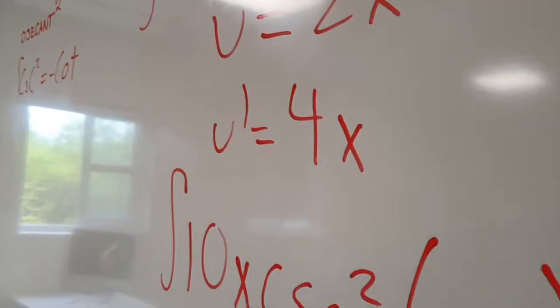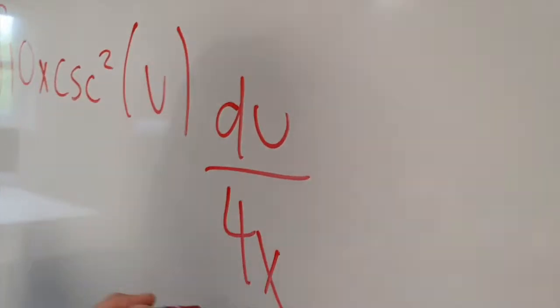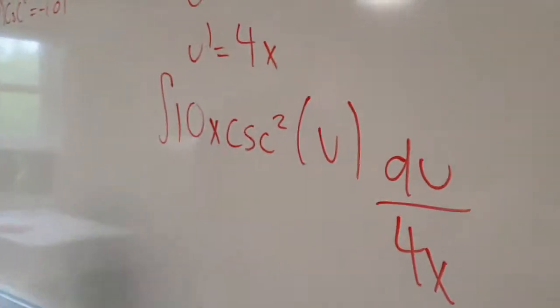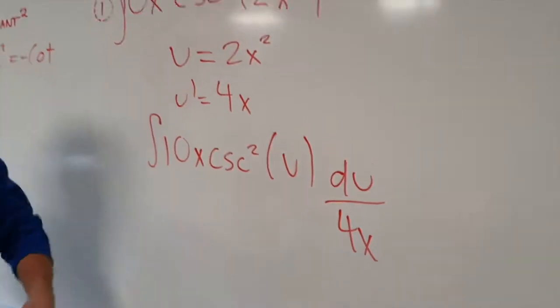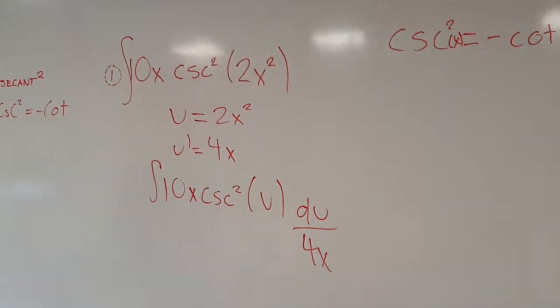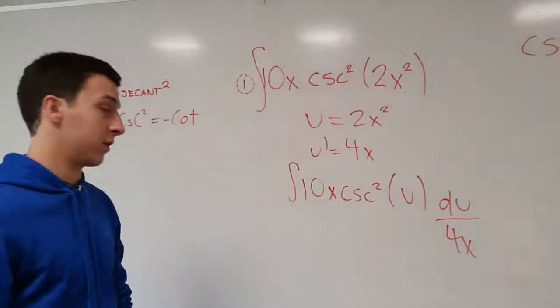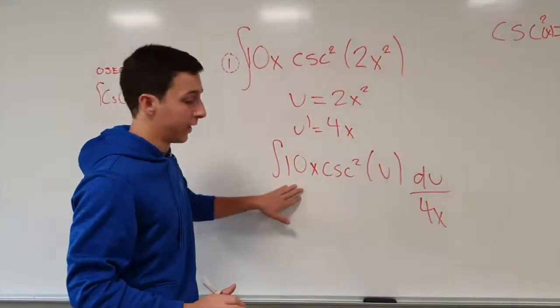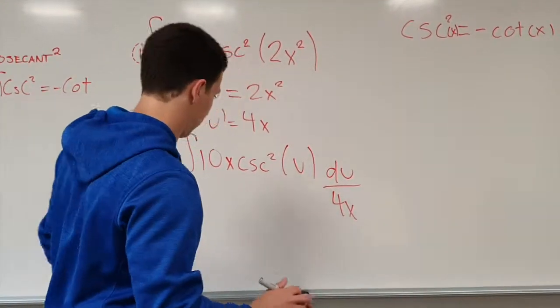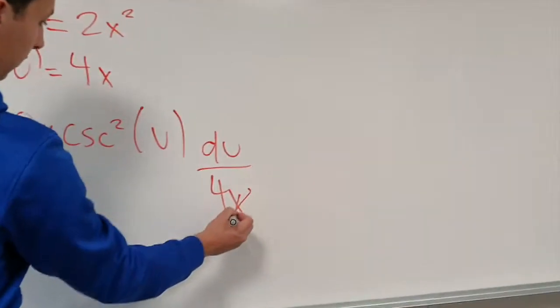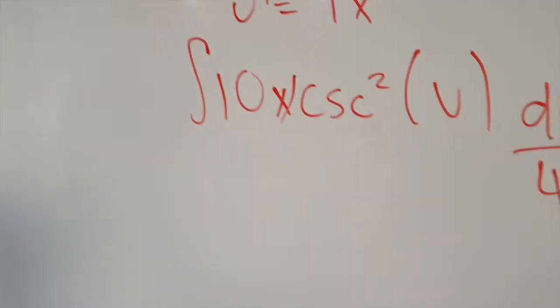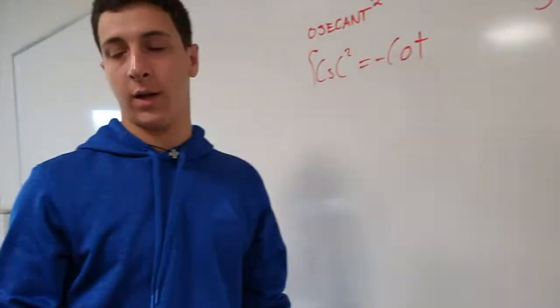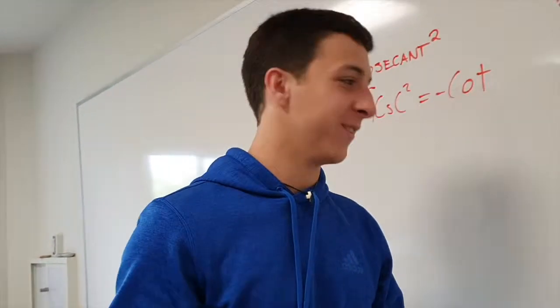You can make it this way. U prime. Okay, over u prime, yes. So then you just simply cancel what you can cancel, which in this case will be the 10x with the 4x, where you cancel the x's and you get 10 over 4. And 10 over 4 is the same as 5 over 2.